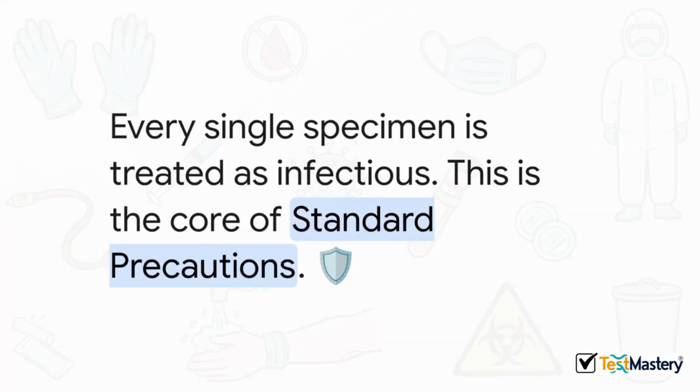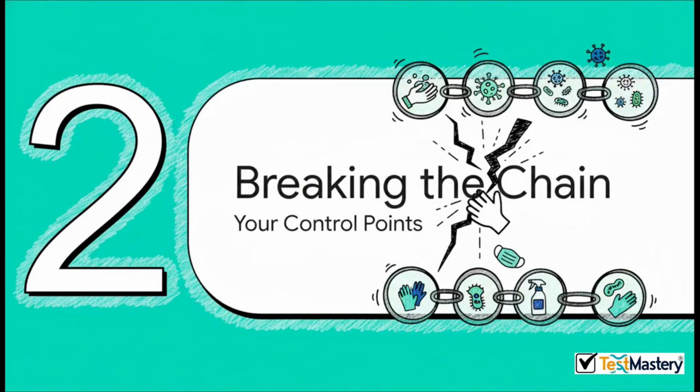This right here, this is the golden rule. You have to live by this. It's called standard precautions, and it's a policy set by major players like the CDC and OSHA. It means you treat every single patient sample like it's infectious. It's not just a suggestion, it's a non-negotiable part of the job and your number one defense. Now, let's see how that one rule fits into the bigger picture.